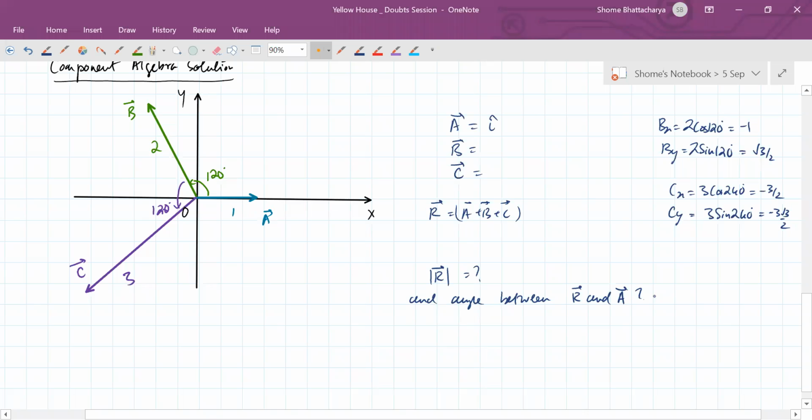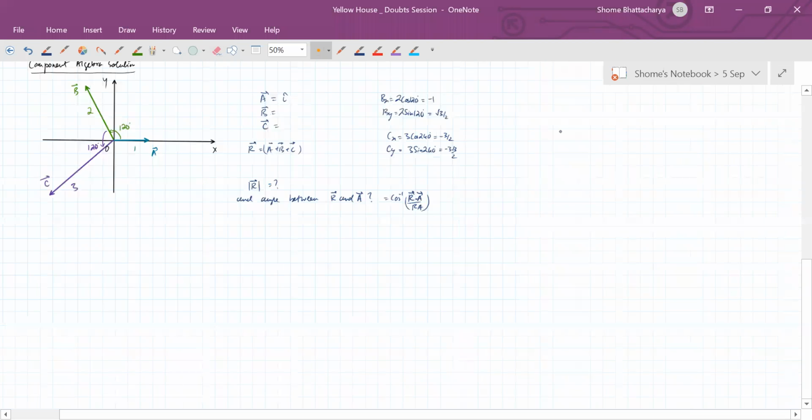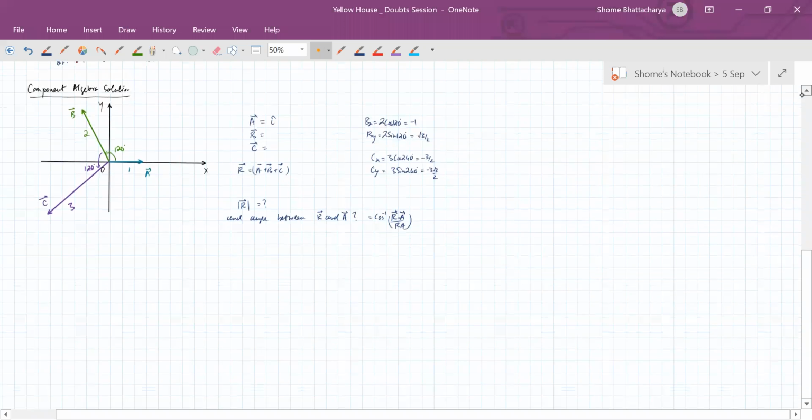So that angle will become cos inverse R dot A divided by RE. But A is anyway a unit vector along the x-axis, so it's very simple. So just try this out by this method also. So just finish this by this method and verify that it should give you the same result as we've got by the earlier method.